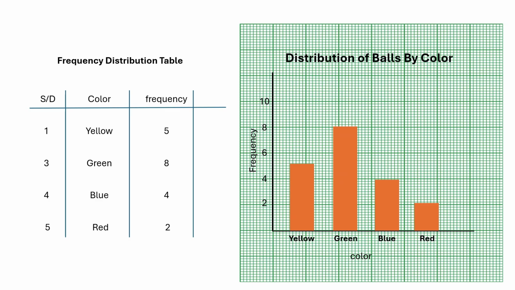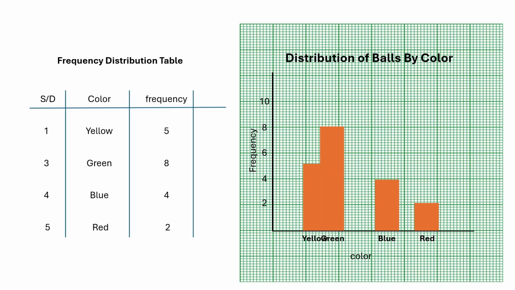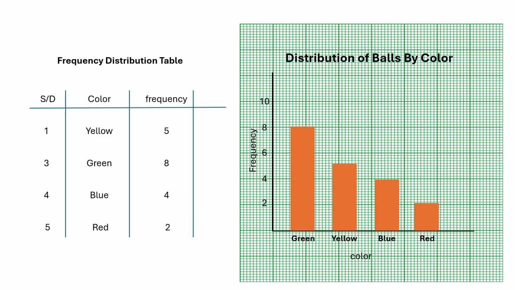To make the chart even easier to understand, we can sort the bars in descending order of frequency. This is perfectly acceptable for nominal data since these categories don't have a natural order. As you can see, green balls were purchased the most, while red balls were the least favored in terms of sales.